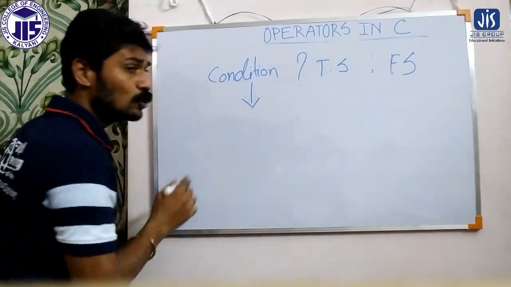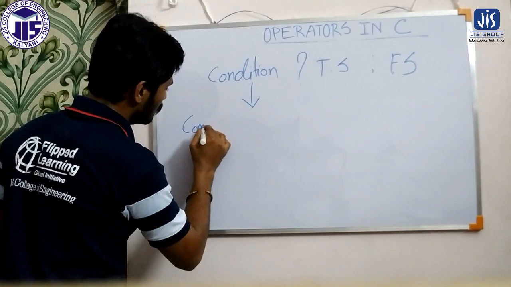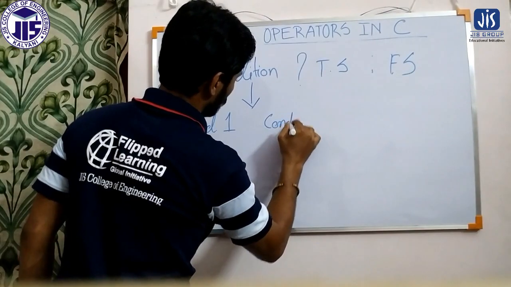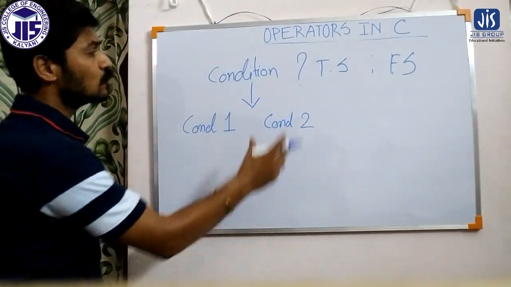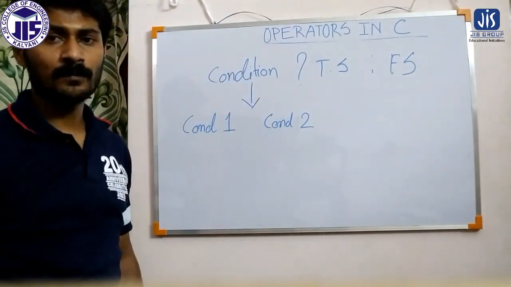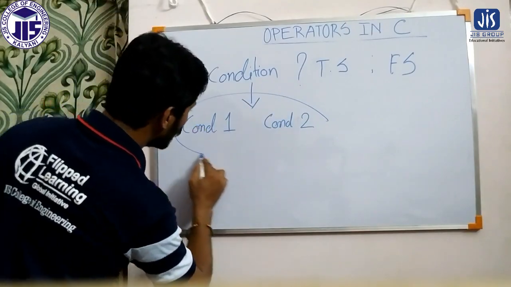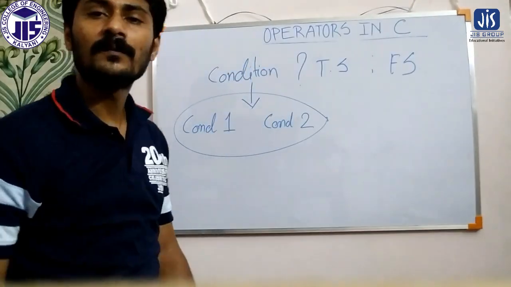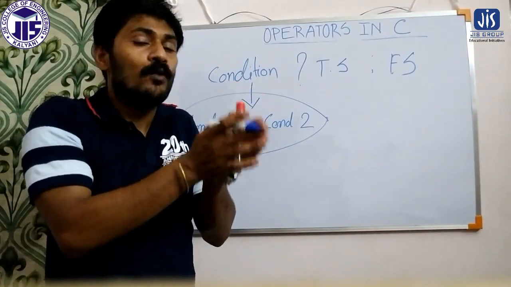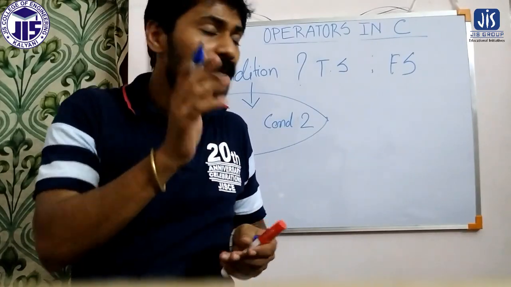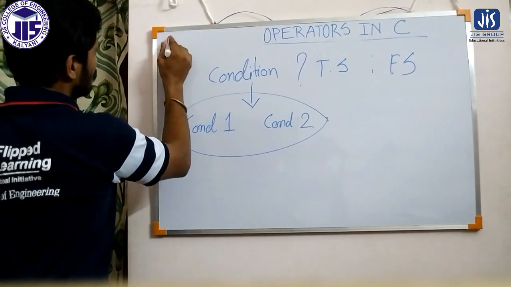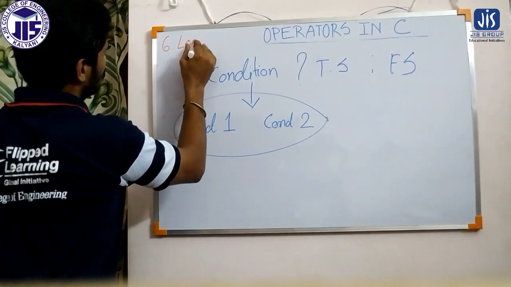Here we have two conditions, condition 1 and condition 2. So the true statement will be executed depending on two conditions, and the false statement is also executed depending on two conditions. So here we have to merge these two conditions to convert them into one condition. For that we use another operator, which is called the logical operator.